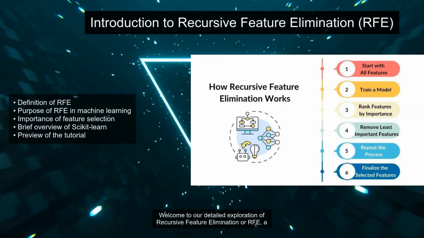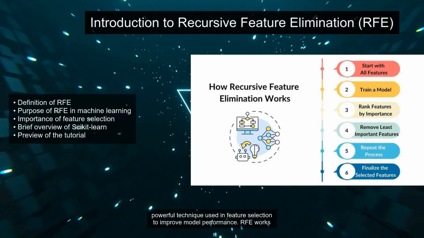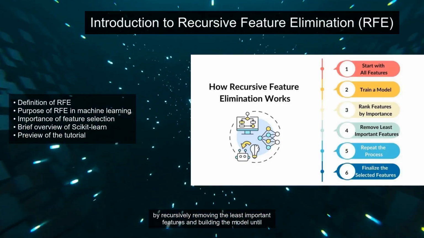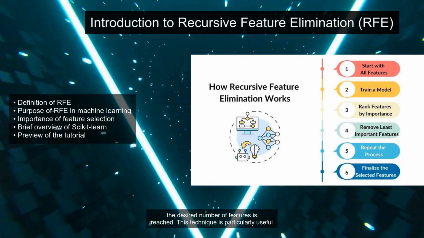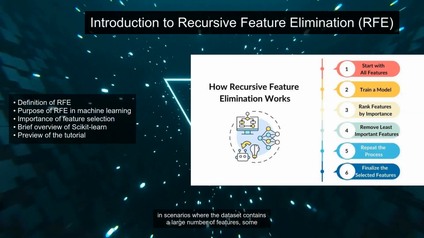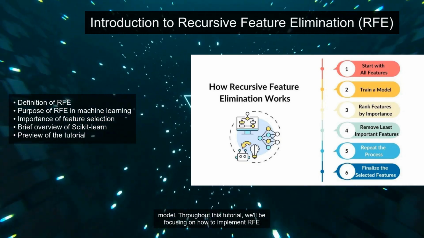Welcome to our detailed exploration of recursive feature elimination, or RFE, a powerful technique used in feature selection to improve model performance. RFE works by recursively removing the least important features and building the model until the desired number of features is reached. This technique is particularly useful in scenarios where the dataset contains a large number of features, some of which may not contribute significantly to the predictive power of the model.